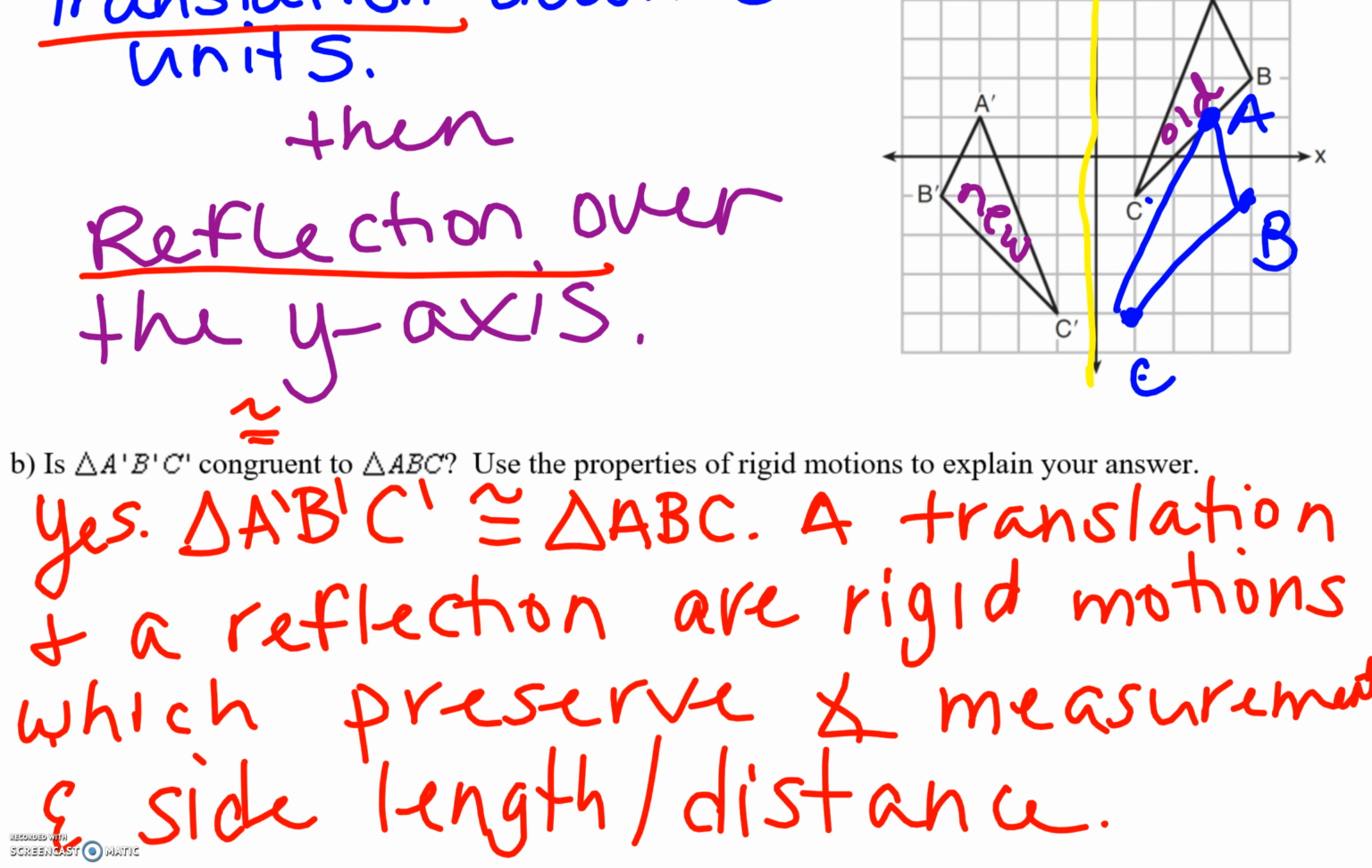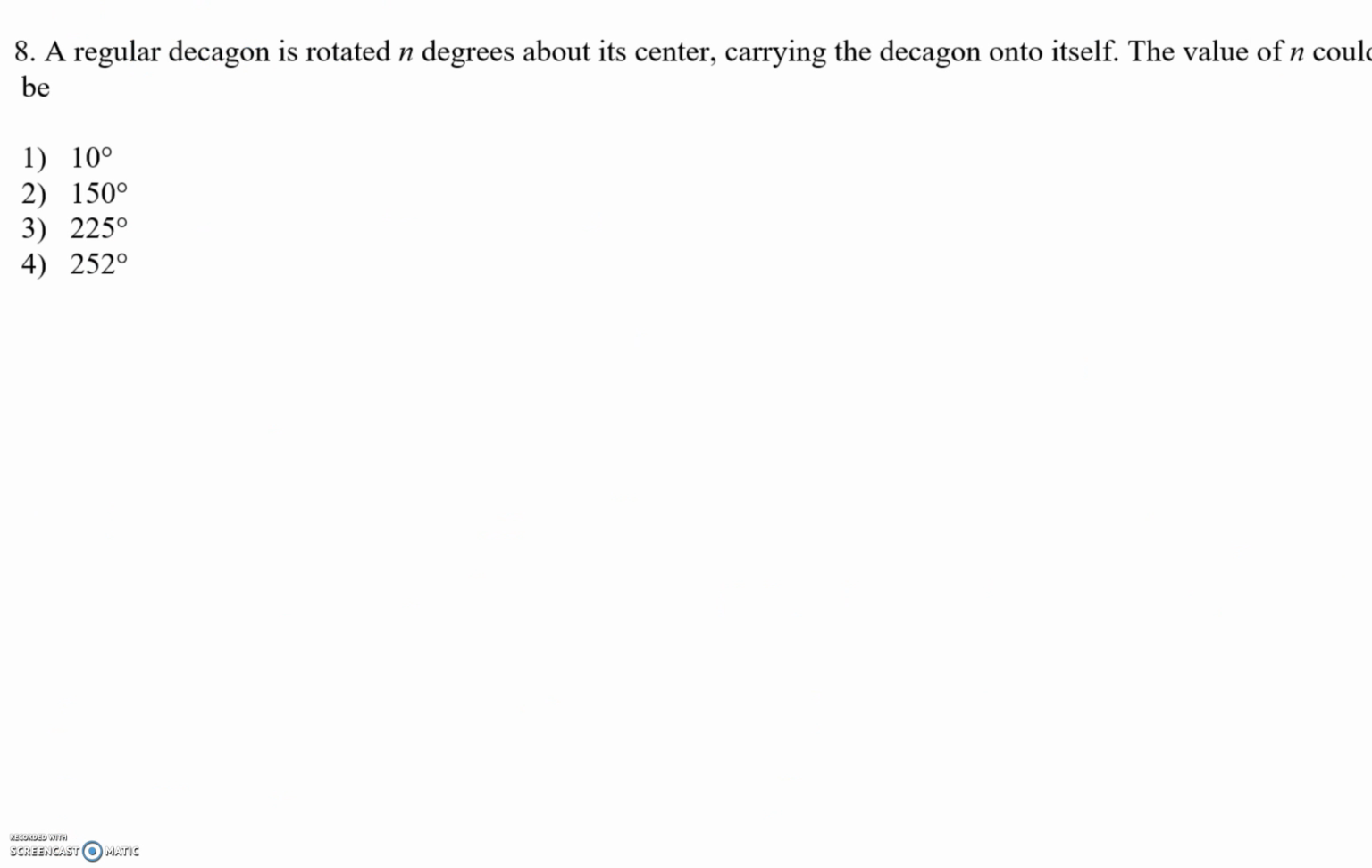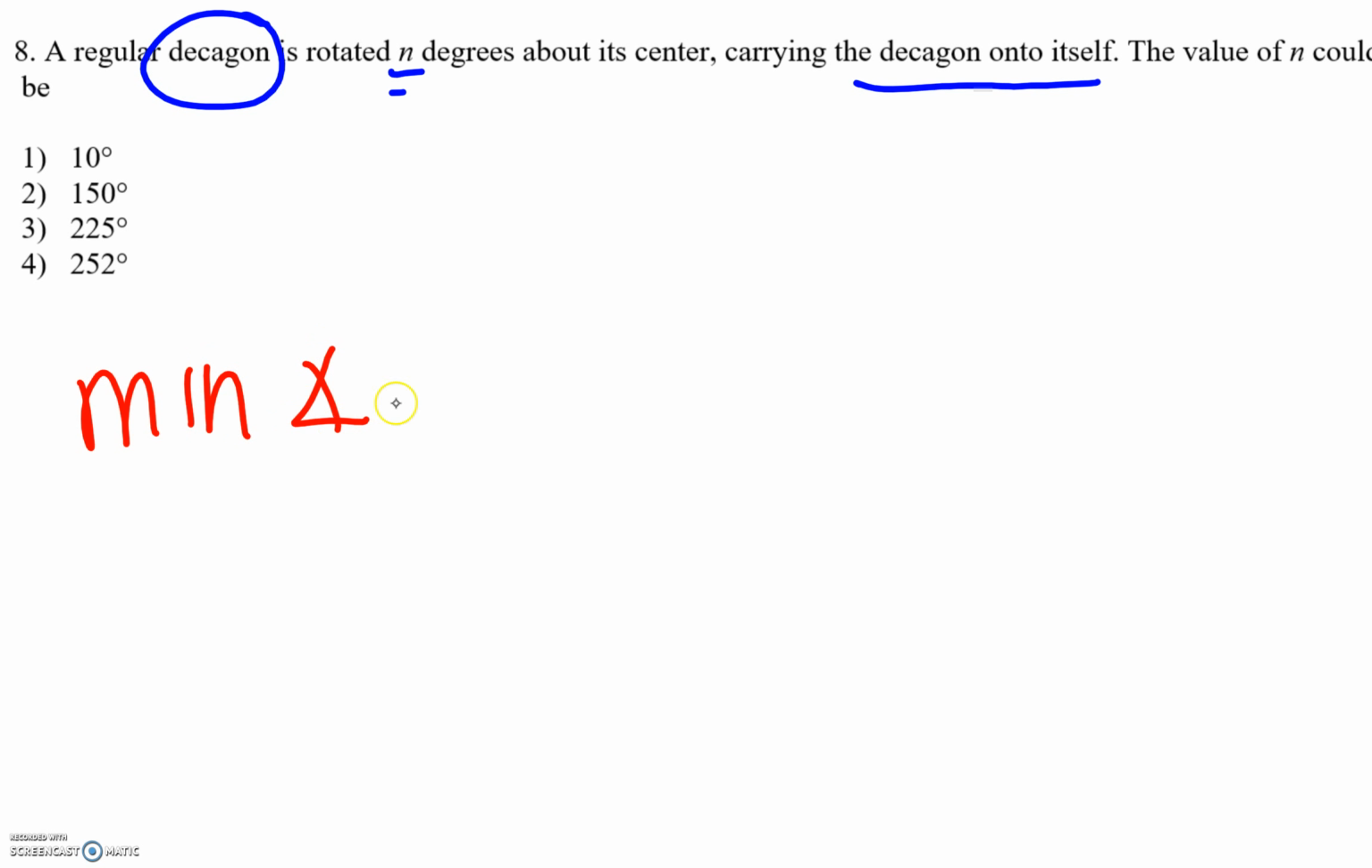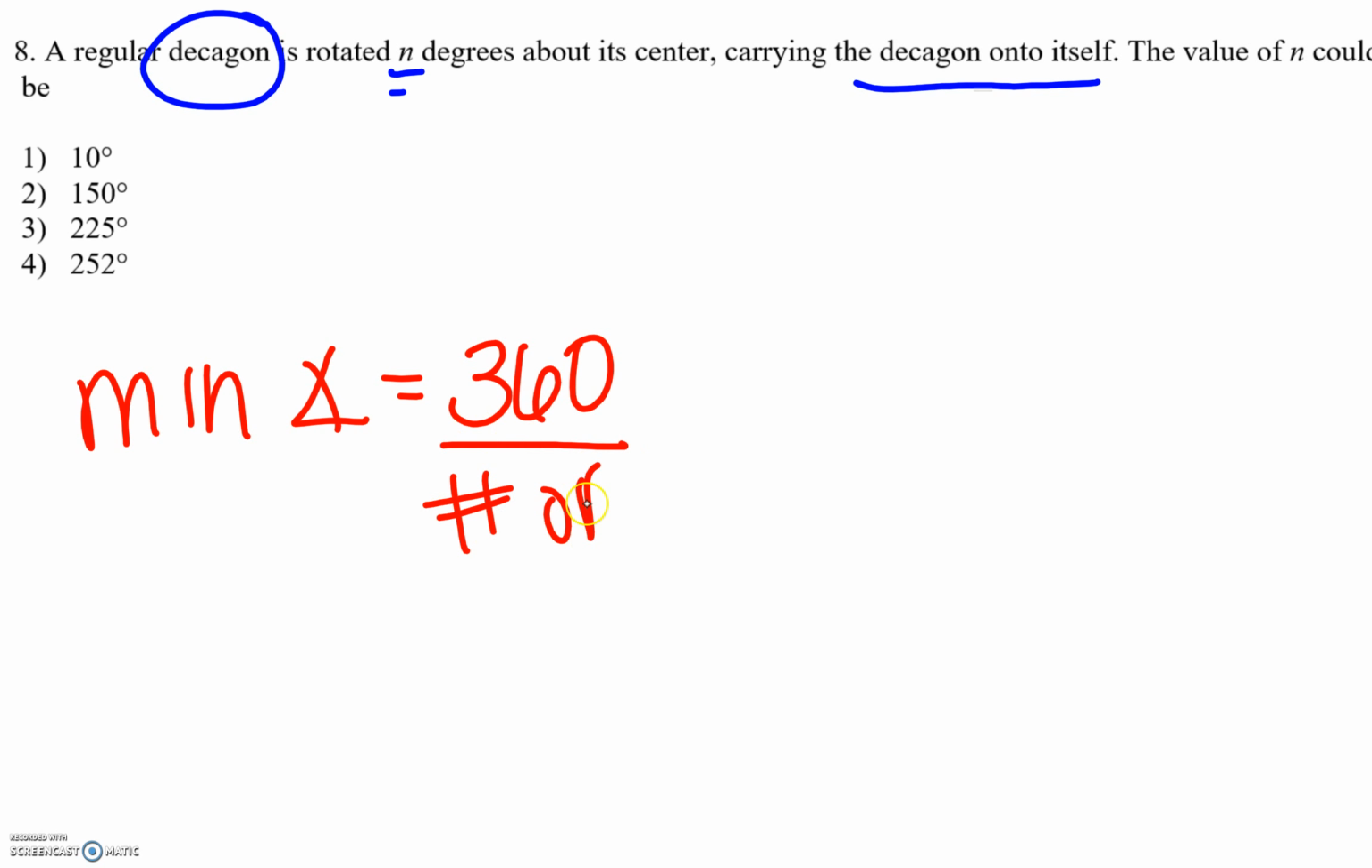Okay, question number 8. So 8 says, a regular decagon is rotated n degrees about its center, carrying the decagon onto itself. The value of n could be 1, 10 degrees, 2, 150, 3, 225, or 4, 252. So for this problem, we need to remember that the minimum angle of rotation is equal to 360 divided by the number of sides.